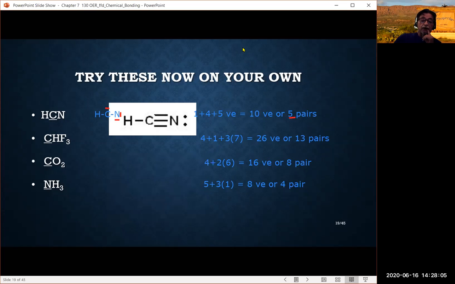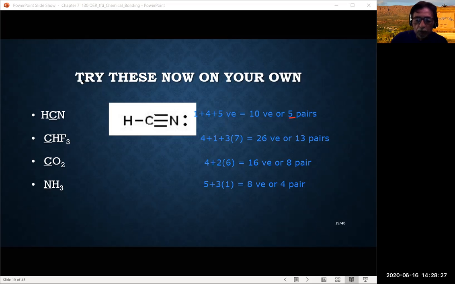It's not like, oh, there we go. Okay. And so count all the valence electrons for that structure. We got 1, 2, 3, 4, 5 pair, okay, which is what we calculated. So that is the structure.